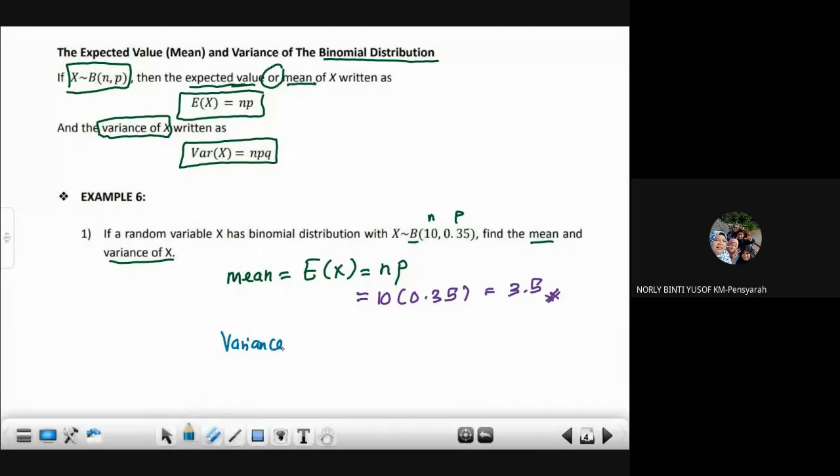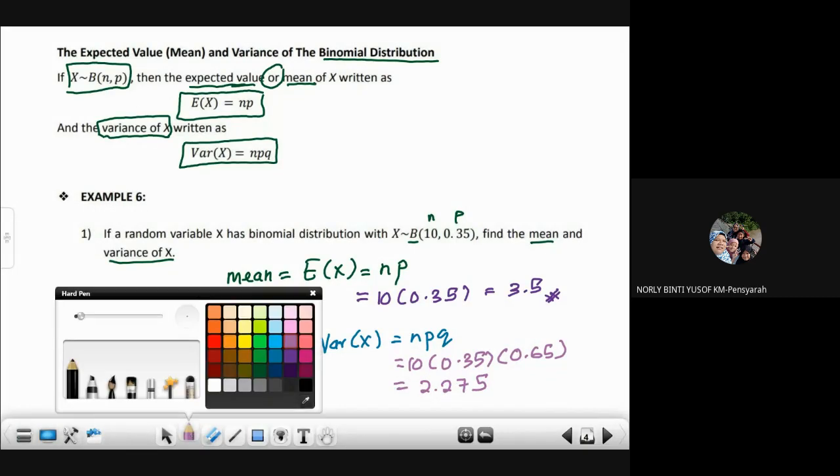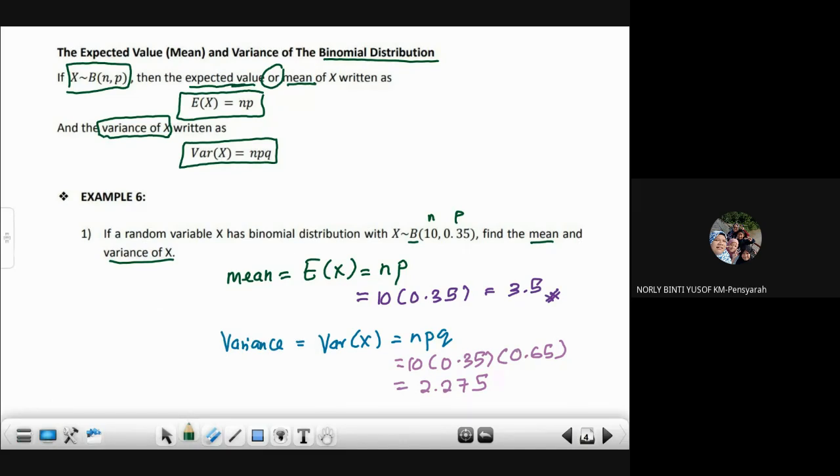Okay, and then same variance. Okay, ni tulisan sajalah. Kalau tak boleh je buat notation saja kan. Variance, notation, NPQ. The formula. So insert. Masukkan 10 times 0.35 times 0.65. So you akan dapat 2.275 in 4 significant figures or 4 decimal places. Sebab soalan tak cakap apa-apa kan. So dua-dua boleh. So that is your value for variance.